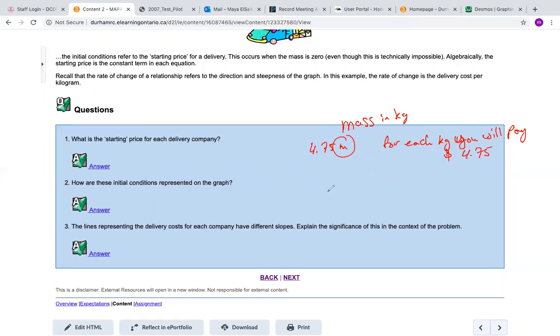In the second equation, it's 4m. So that means that for each kilogram, you will pay $4. Okay, so that's $4 per kilogram for the second equation, and $4.75 per kilogram for the first equation. All right, so remember that it depends on the mass.